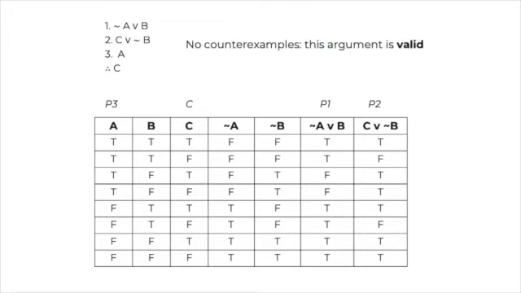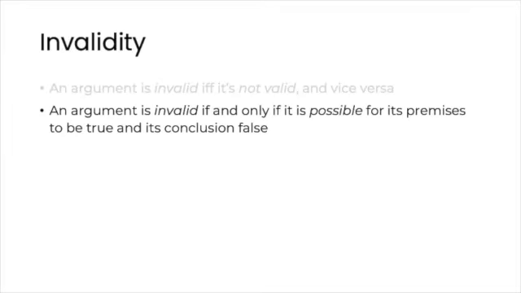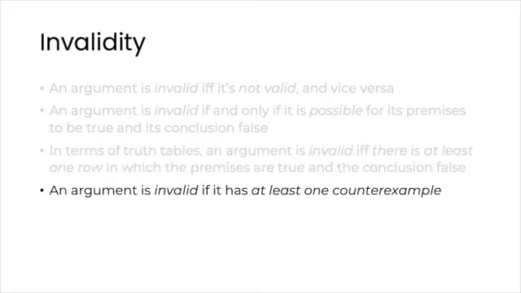Okay, so far we've talked about validity. Implicitly, however, we've also talked about invalidity, which is the other side of the coin. As you know, an argument is invalid if it's not valid, and vice versa. So an argument is invalid if and only if it is possible for its premises to be true and its conclusion false. In terms of truth tables, an argument is invalid if and only if there is at least one row in which the premises are true and the conclusion false.